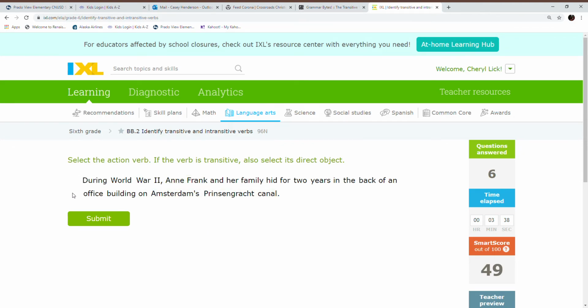Did they give us a sentence on Anne Frank? Oh my goodness. All right, we have to do it. During World War II, Anne Frank and her family hid for 2 years in the back of an office building on Amsterdam's Prinsengracht Canal. We know this very well. So what did they do? Anne Frank and her family hid. What did they hide? Well, for 2 years is a prepositional phrase. In the back is a prepositional phrase. Of an office building is a prepositional phrase. On Amsterdam's Prinsengracht Canal, also a prepositional phrase. So this one is intransitive, does not have a direct object.